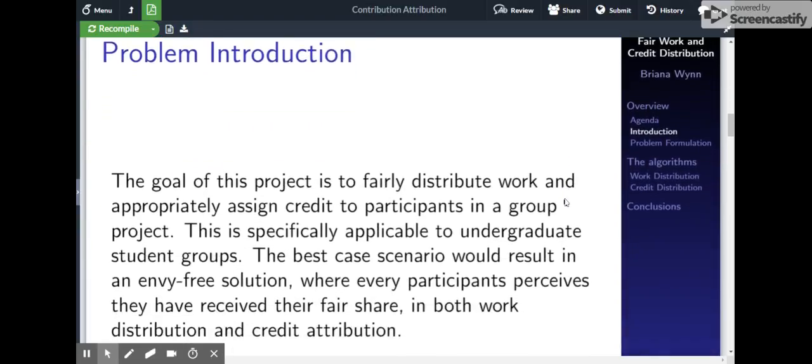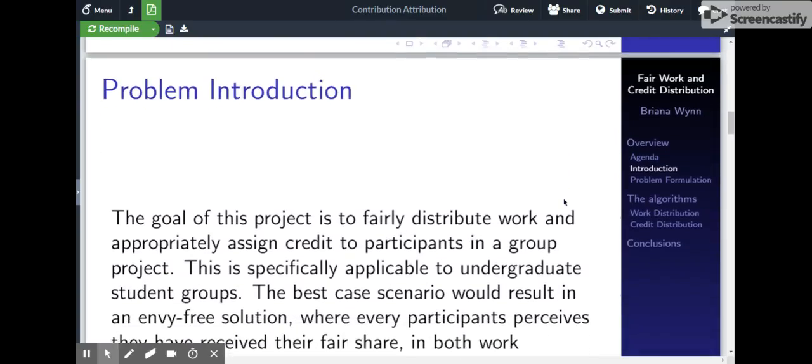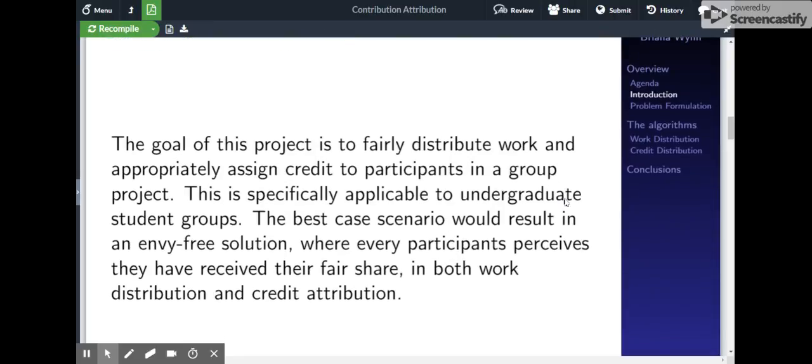The goal of this project was to fairly distribute work and appropriately assign credit to participants. And so, a best case scenario would result in an envy-free solution, and that's a solution where participants feel as if they've gotten a fair share.